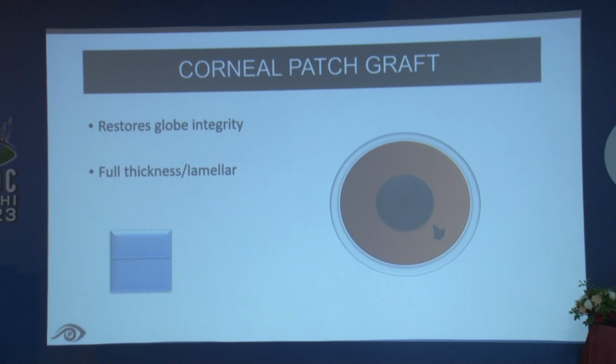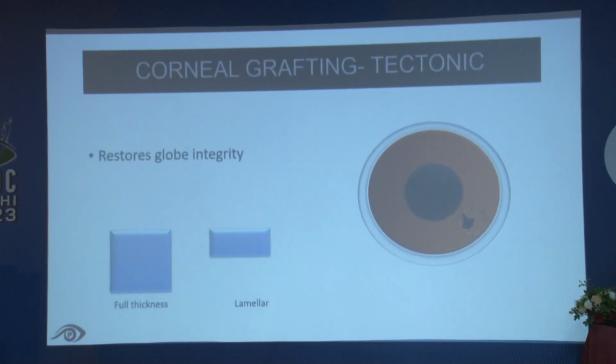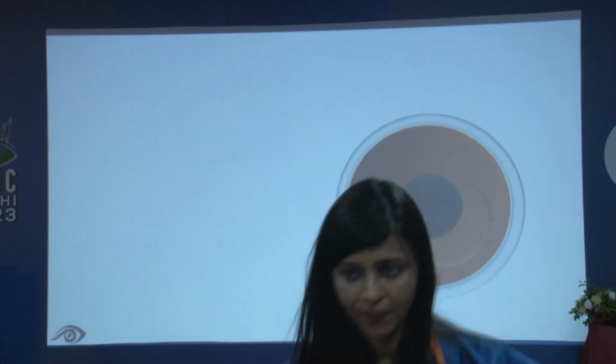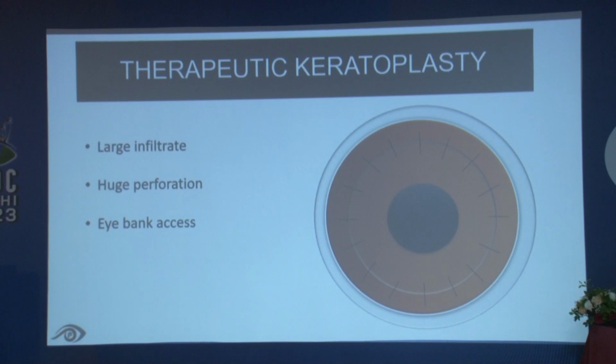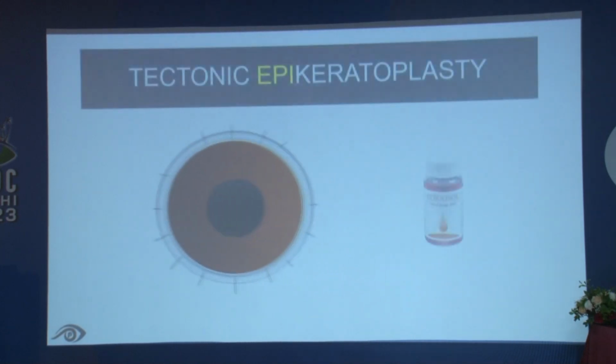Next, if you have access to tissue, then yes, you can use a corneal patch graft. Nothing like it. It restores globe integrity. It could be full thickness or lamellar based on the case. And if it is too small, you can always use a skin biopsy punch and perform it carefully. And if the infiltrate is too large with a huge perforation, and if you have access to an eye bank, you can perform a therapeutic keratoplasty as well.